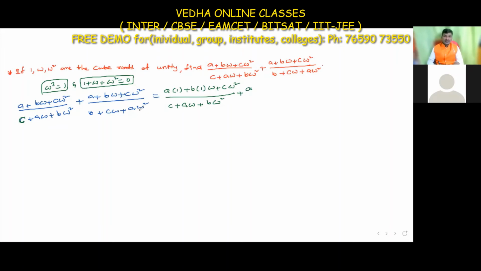So in this second term, a omega square, check the b coefficient.